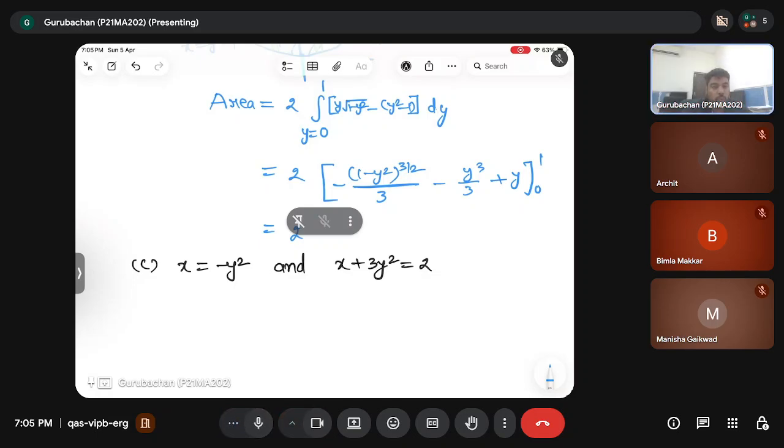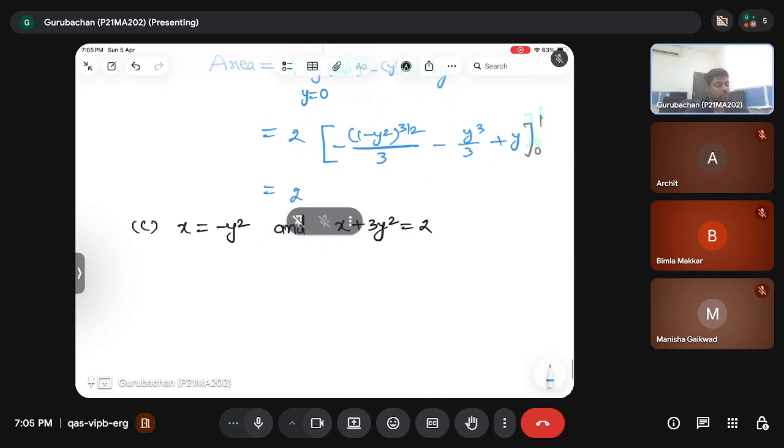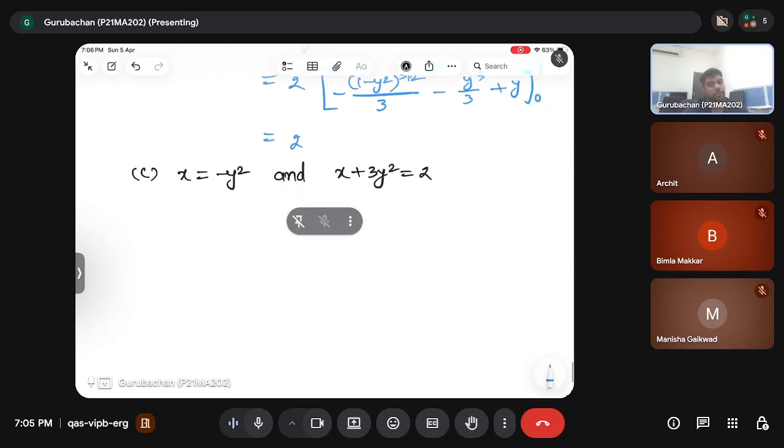Isn't it 2, Archit? Anyone have calculated the value? Archit?